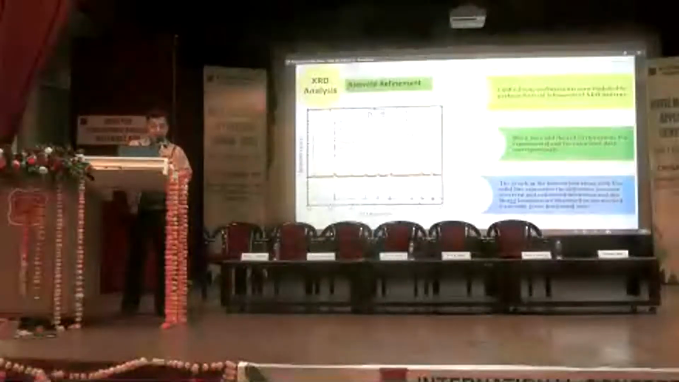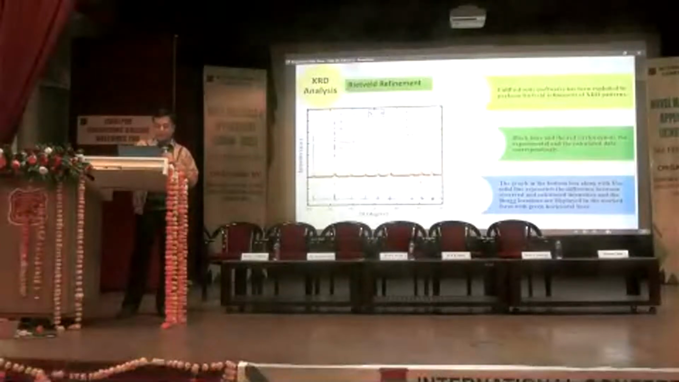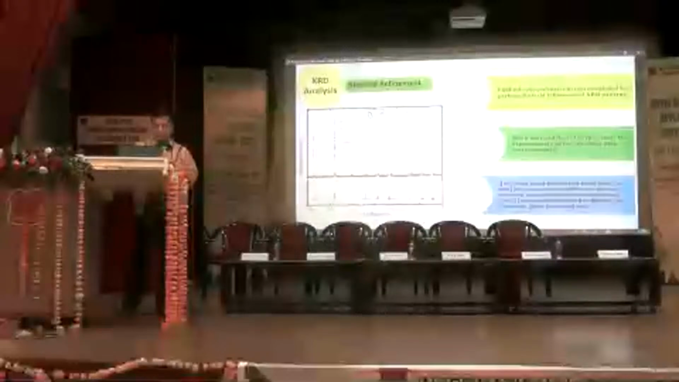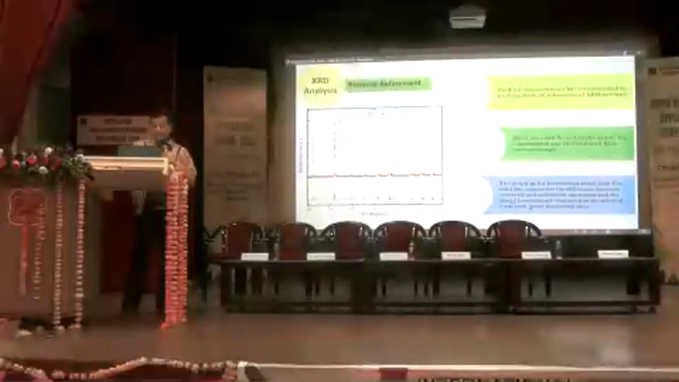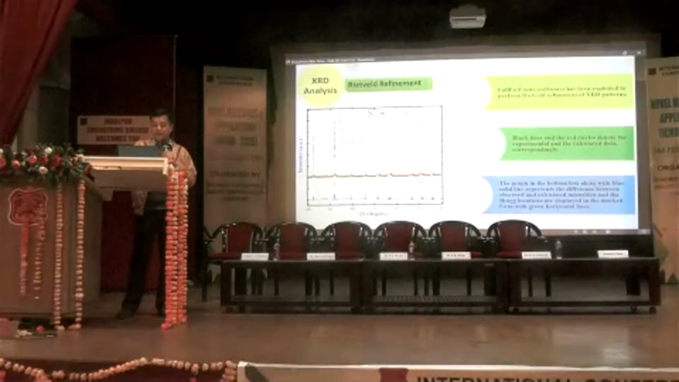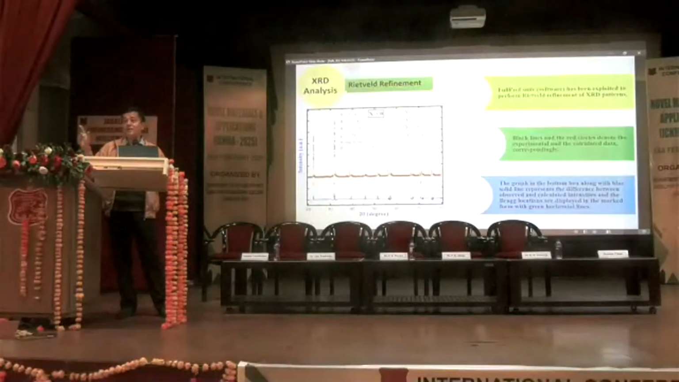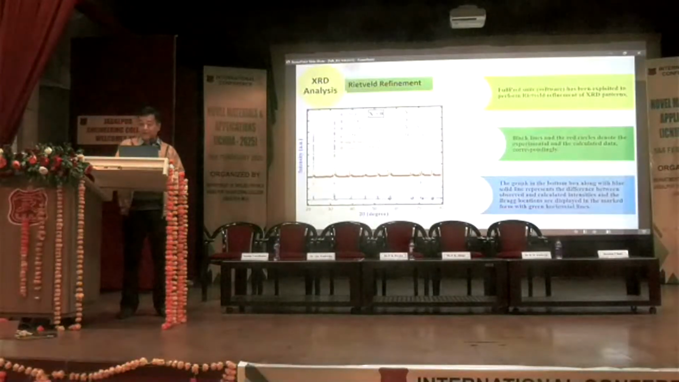And here at the bottom, you can see bluish lines and greenish lines. At the bottom, this blue solid line represents the difference between the observed and calculated values. Similarly, the green lines above it display the Bragg's locations. If you study Bragg's law, you know that 2d sin theta equals n lambda. So the Bragg's point locations are there with the green lines here. So this is for pure BFO XRD.